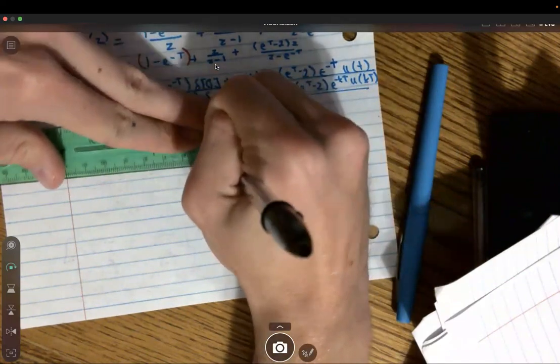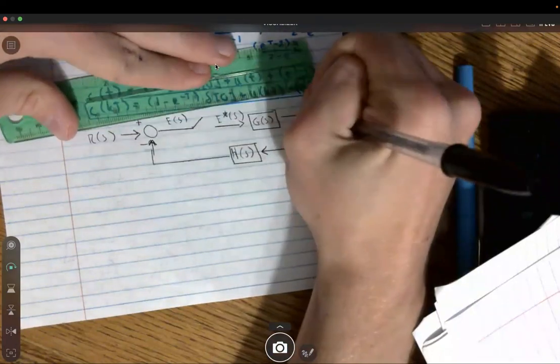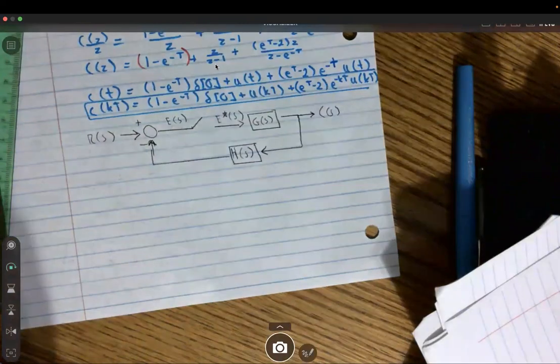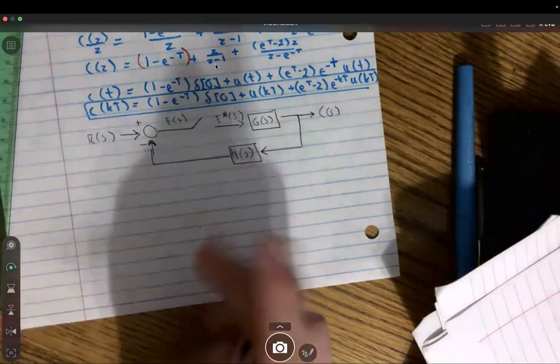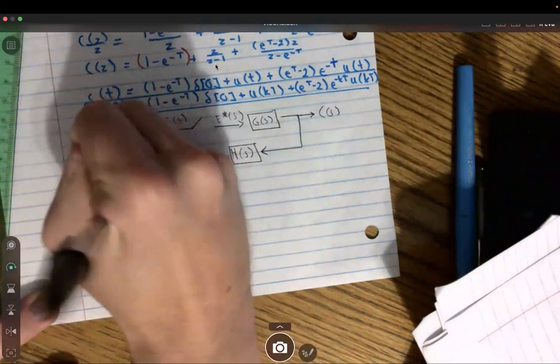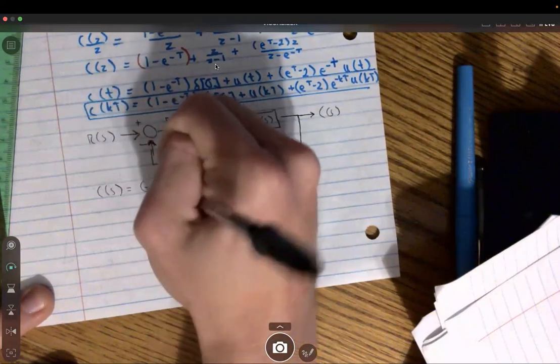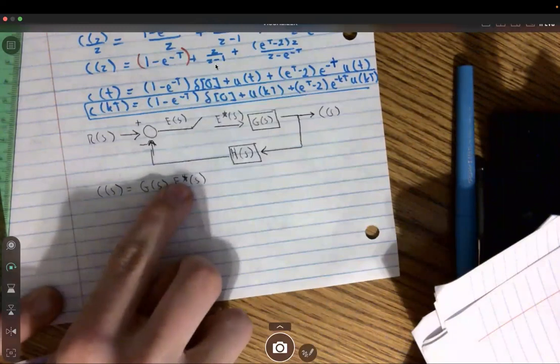Remember, your sensor is in the real time domain. And then it feeds back in. So this is your output here, C of S. Okay, so what we have to do is find an equation for the output in terms of the output of the switch. So remember, C of S is equal to G of S multiplied by E star of S. So we made an equation for the output in terms of the output of the switch.